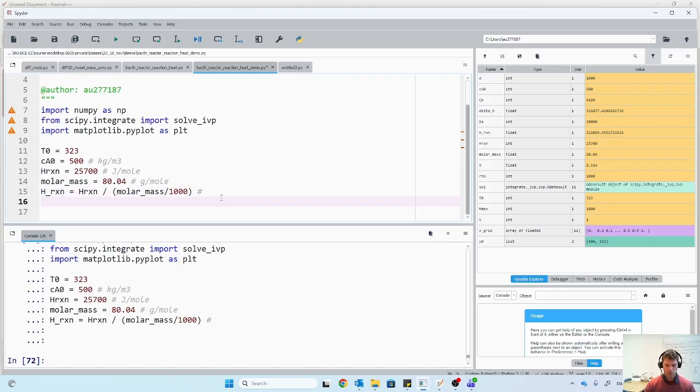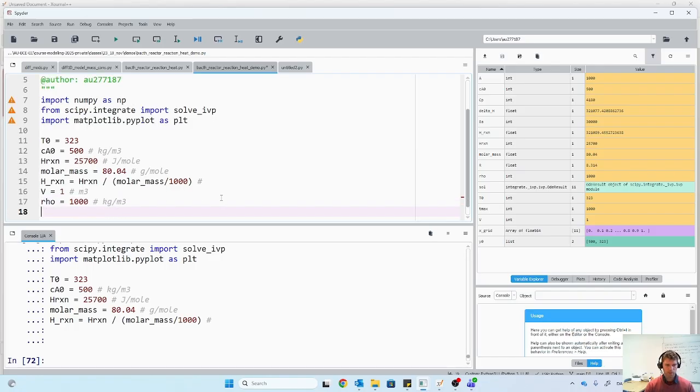We also need the volume of the system, which is 1 cubic meter. We need the density of the water, which is 1,000. And we need the heat capacity of the water, because it will be the water that will absorb the energy or that will give the energy away so the reaction can occur in this case. The unit will here be in joules per kilogram Kelvin.